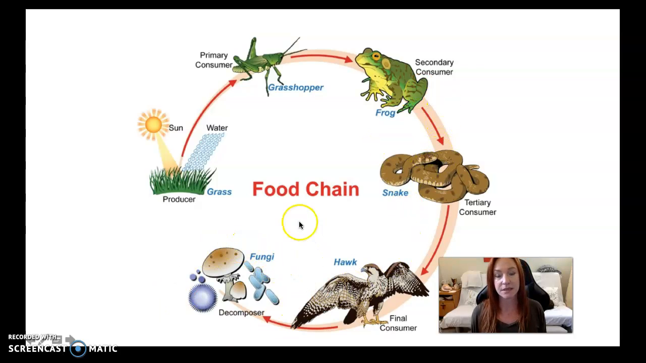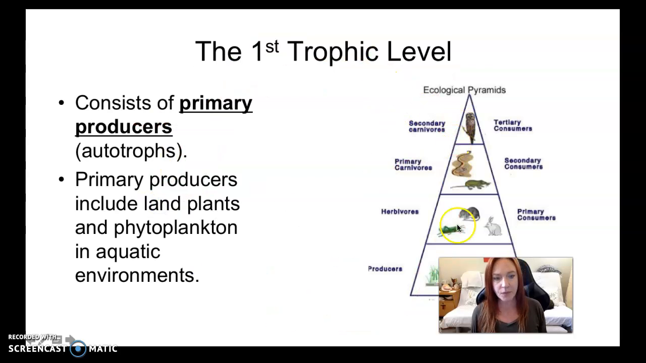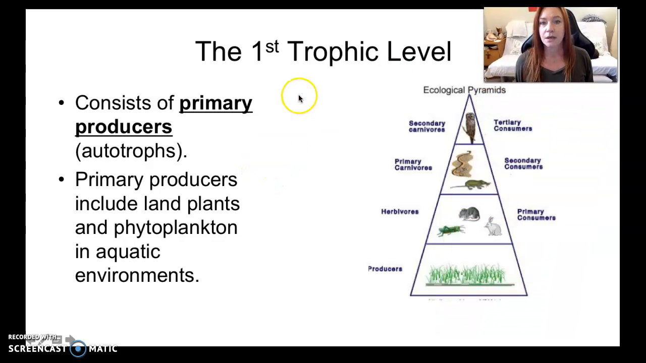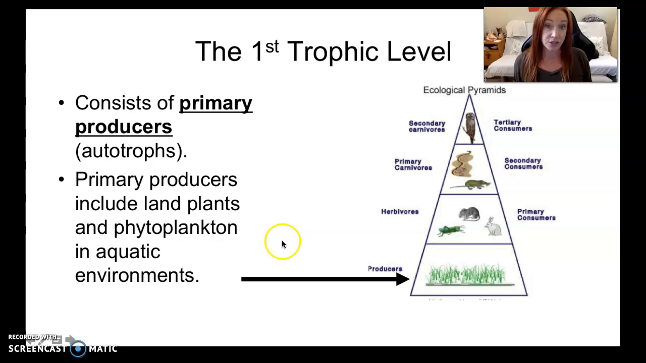Until we get to the decomposers that decompose all of the dead things and return that nutrient to the grass producers. Okay. Let's talk about the trophic levels specifically. The first trophic level, these are the primary producers. On land, those are plants. In water, these are algae and chemosynthetic bacteria. These are the ones that make the food.